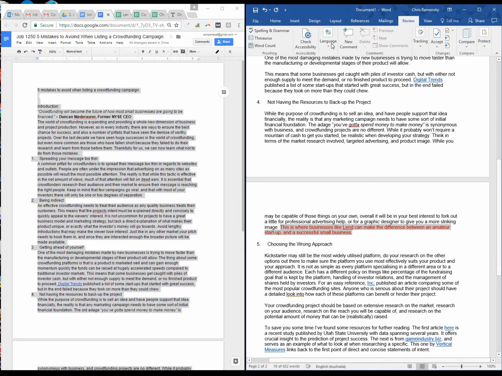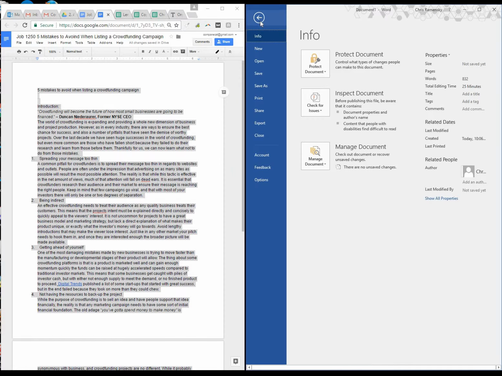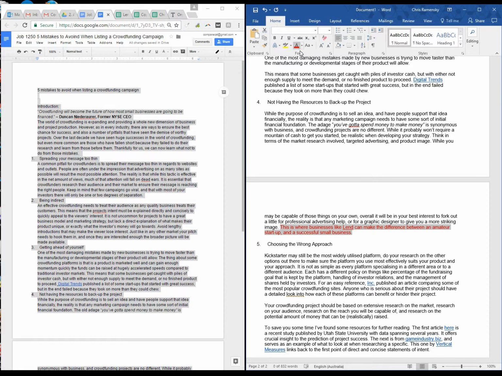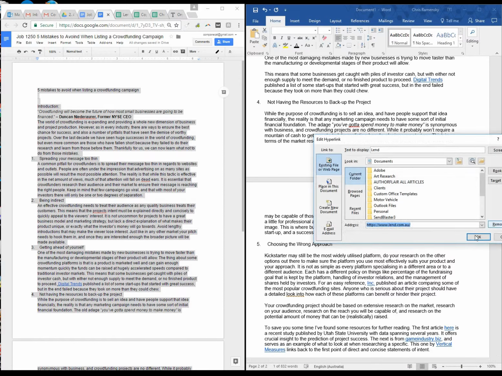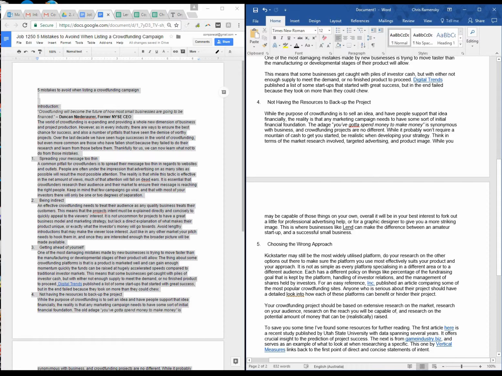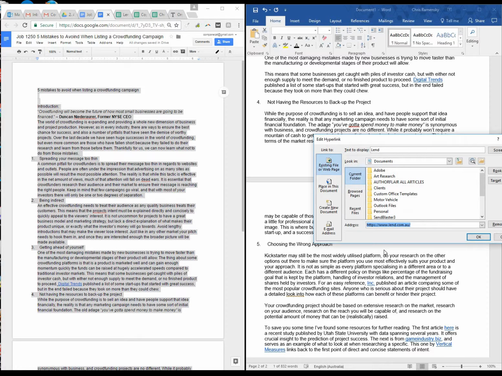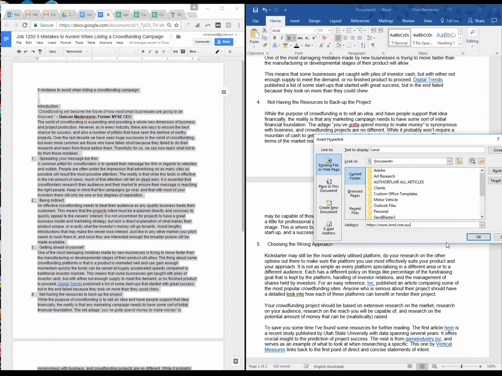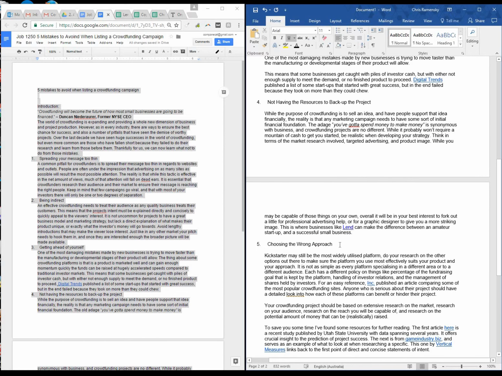Normally we wouldn't be that literal. I just need to fix that hyperlink. Ah, I've made it the wrong color. That's annoying. Edit hyperlink, and I'll just put it back again, and hopefully, anyway.